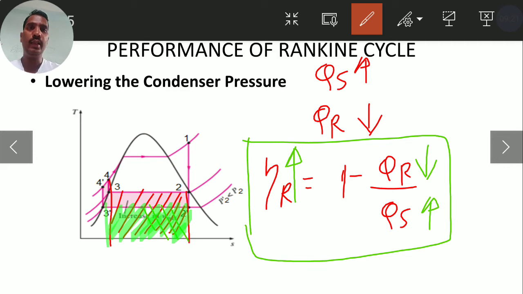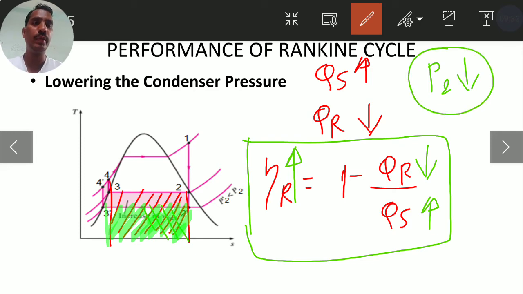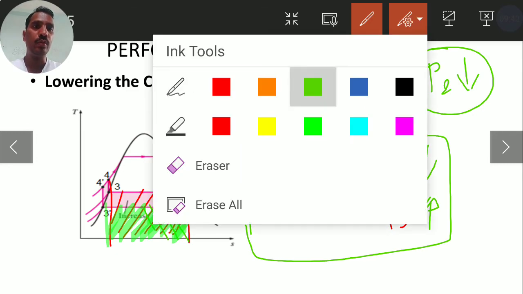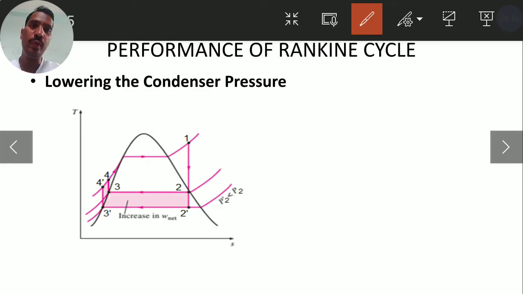Does it have any limitations? As we are getting more improvement in the performance, can we reduce the pressure P2 to a very low pressure? What are the limitations of lowering the pressure P2? That we need to study. So what should be the lowest pressure at which we can operate the thermal power plant?